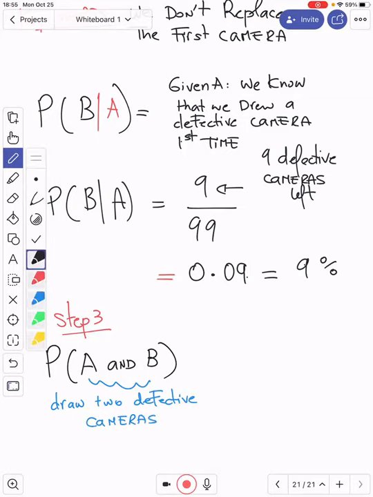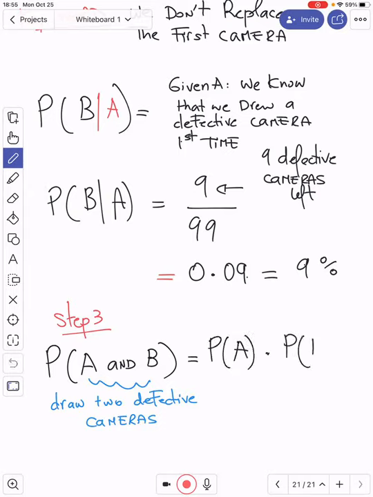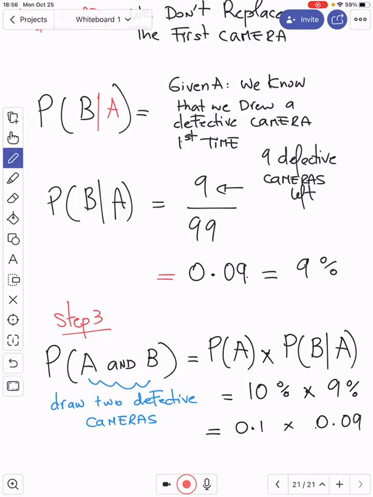Okay, so as I said, this is supposed to be the probability of A, our formula for dependent events, times the probability of B given A. So the probability of A, we said, is 10%, or 0.1, times, and this is 9%. If you use decimals, this is 0.1 times, so this is multiplication, of course, 0.09, and so that will be equal to 0.009.